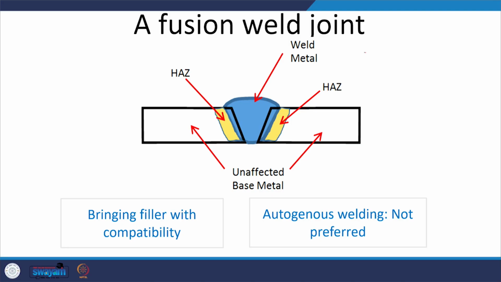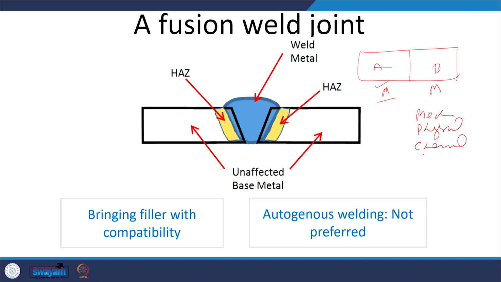Just to understand things in a better way, say this is a component, and these are the two components A and B which are being joined. Assuming that they are made of the same metal, A and B are two different components, but the metal is the same. So, it will have a certain set of mechanical, physical, chemical and metallurgical properties.